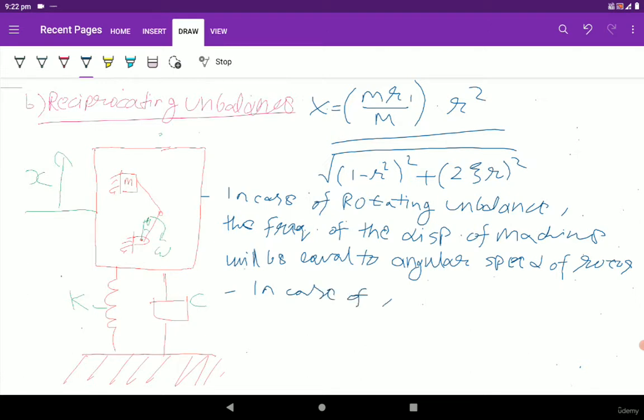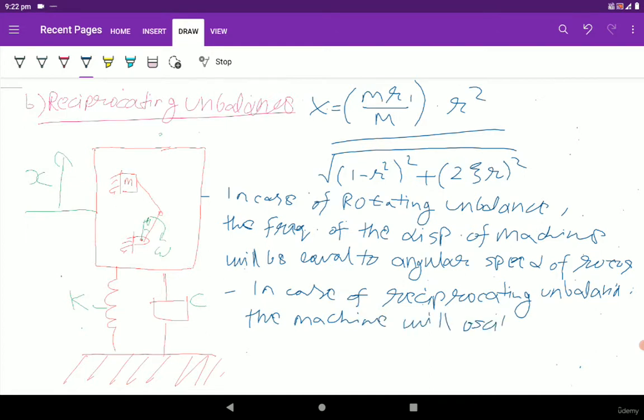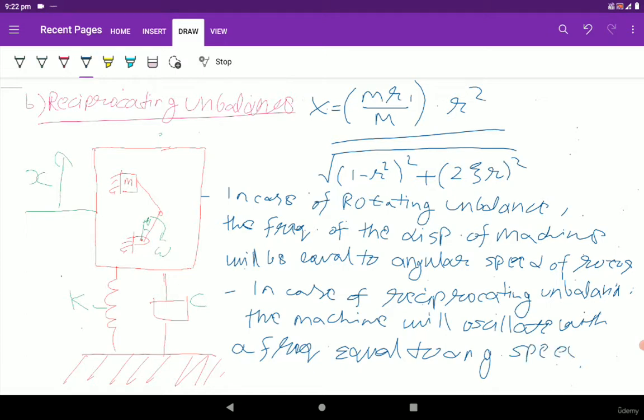While in case of reciprocating unbalance, the machine will oscillate with a frequency equal to the angular speed of the crank.